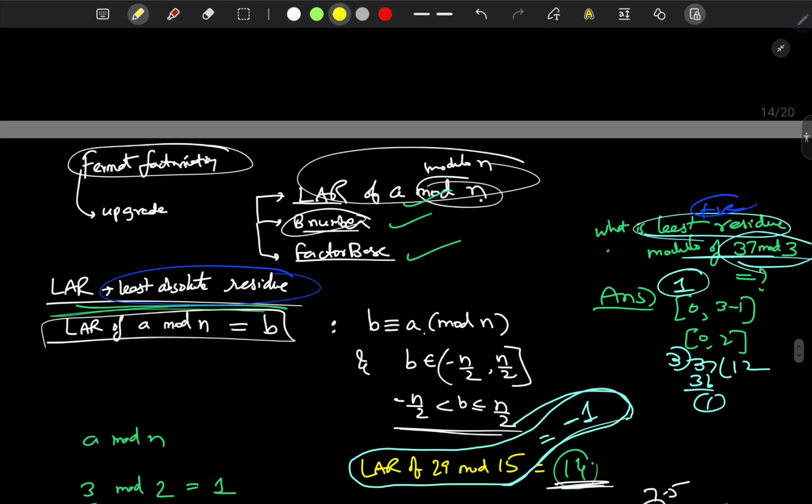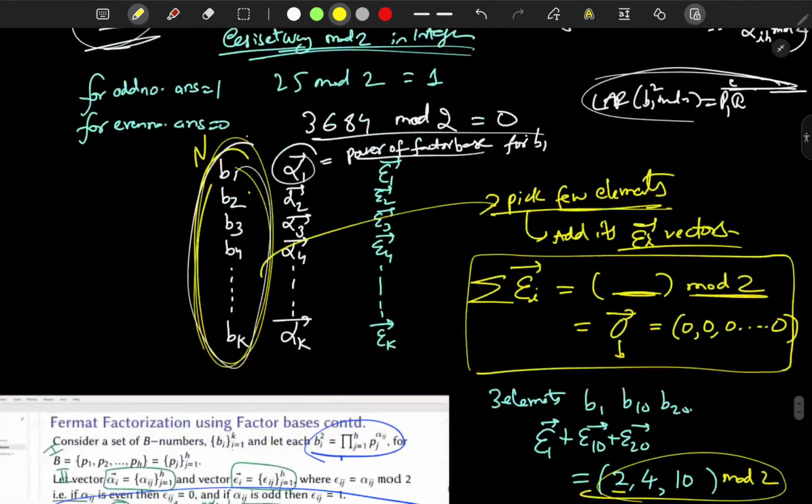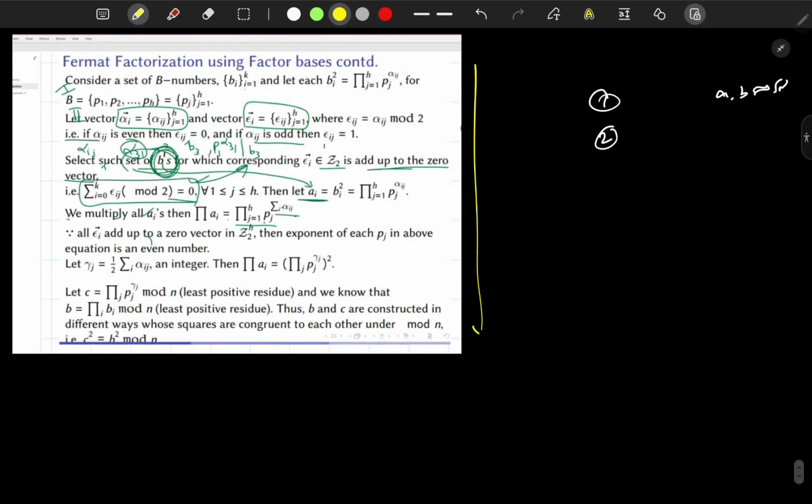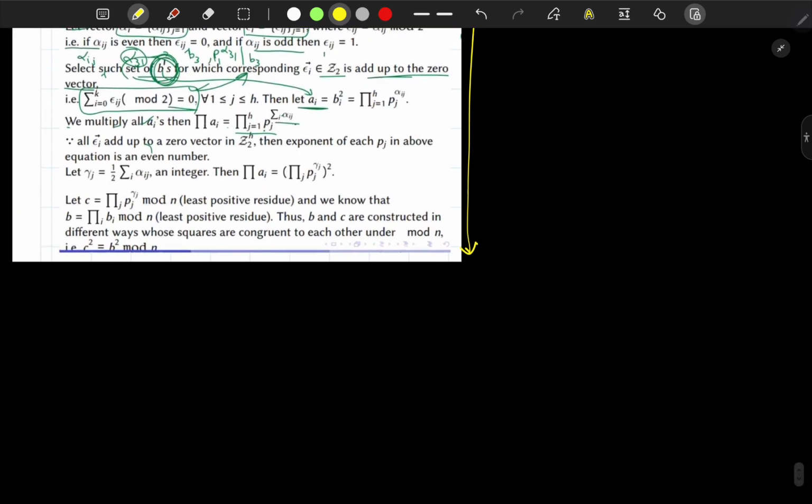There I had to talk about LAR, B numbers, and the factor base. Finally I discussed the whole algorithm, the steps to get the factors, and I said I would explain it in the next video. So in this video I will take one example and explain.